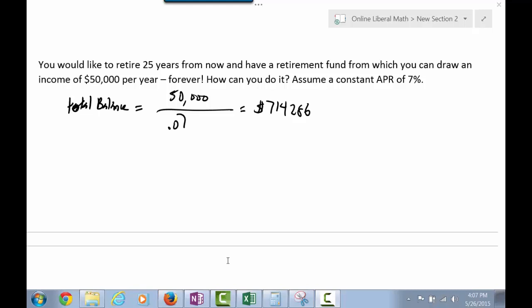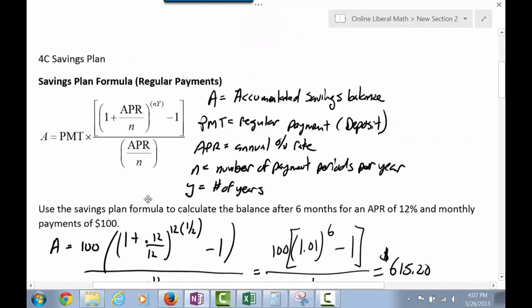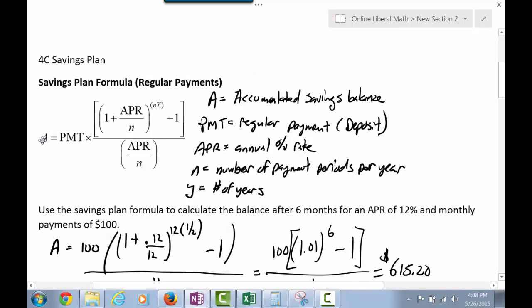Okay, so this is great. We know how much we need to have 25 years from now, but let's answer the other question. How much money should we set aside each month to do this? If we go back up to our original formula, we had the amount in the savings account equals the constant payment times this lovely fraction.